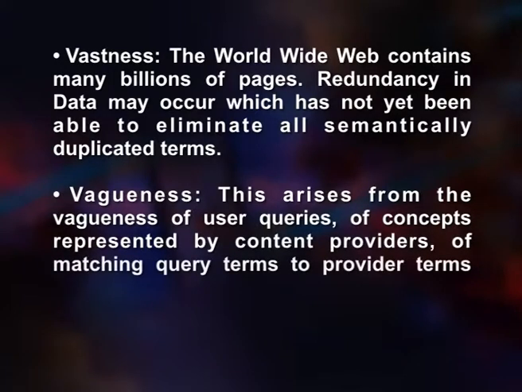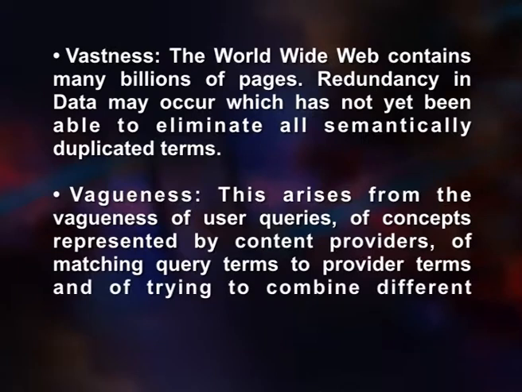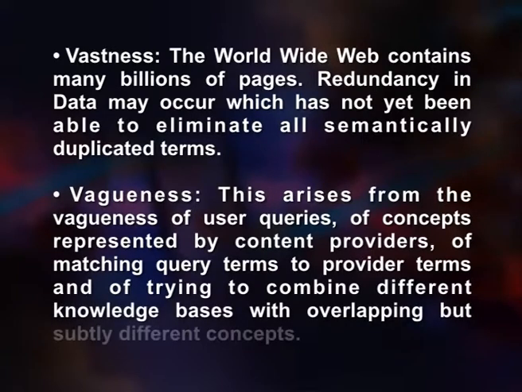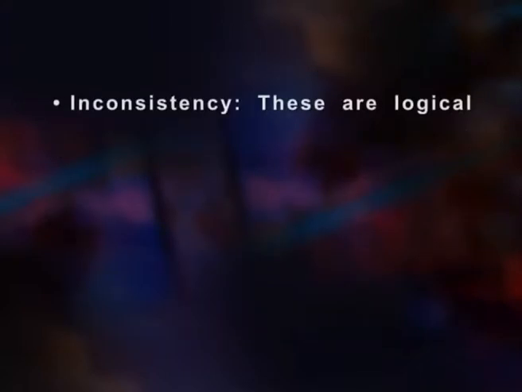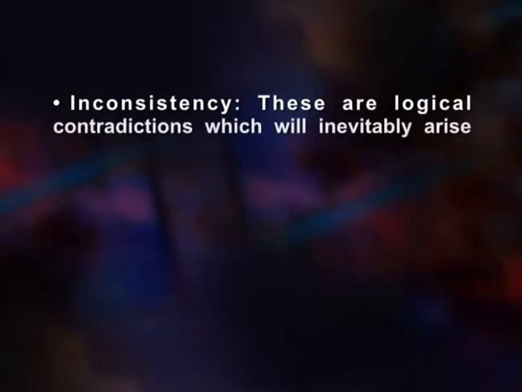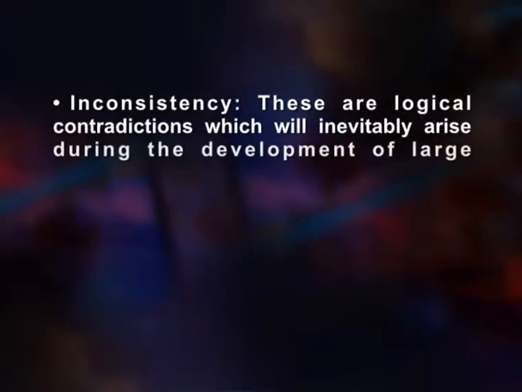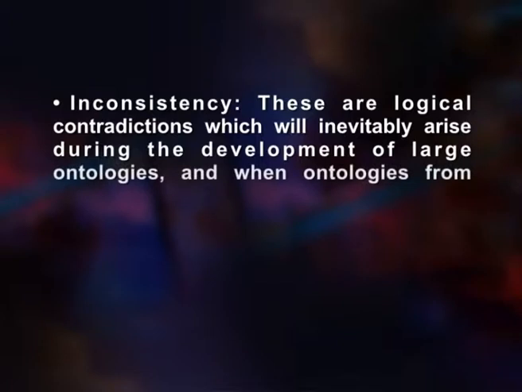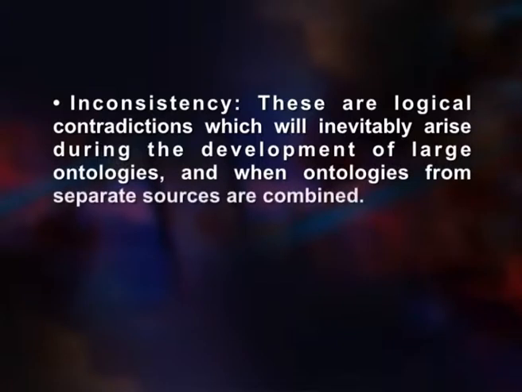This arises from the vagueness of user queries, of concepts represented by content providers, of matching query terms to provider terms, and of trying to combine different knowledge bases with overlapping but subtly different concepts. 3. Inconsistency. These are logical contradictions which will inevitably arise during the development of large ontologies and when ontologies from separate sources are combined.